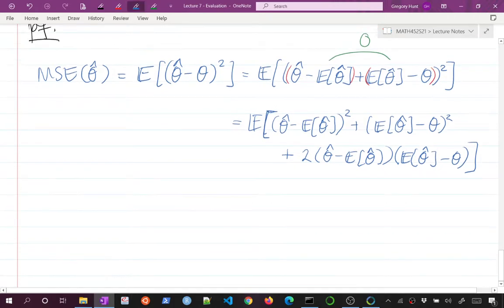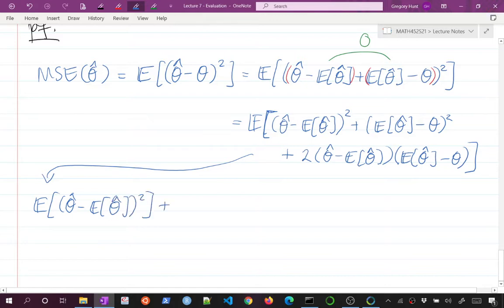Expectation is linear, so I can distribute this through. We're going to get 3 terms. Let's move it over here to give ourselves some more room. The first term I get is the expected value of theta hat minus expected value of theta hat, quantity squared. I'm just pushing this outer expectation through my sum. I also get an expected value of theta hat minus theta, that quantity squared.